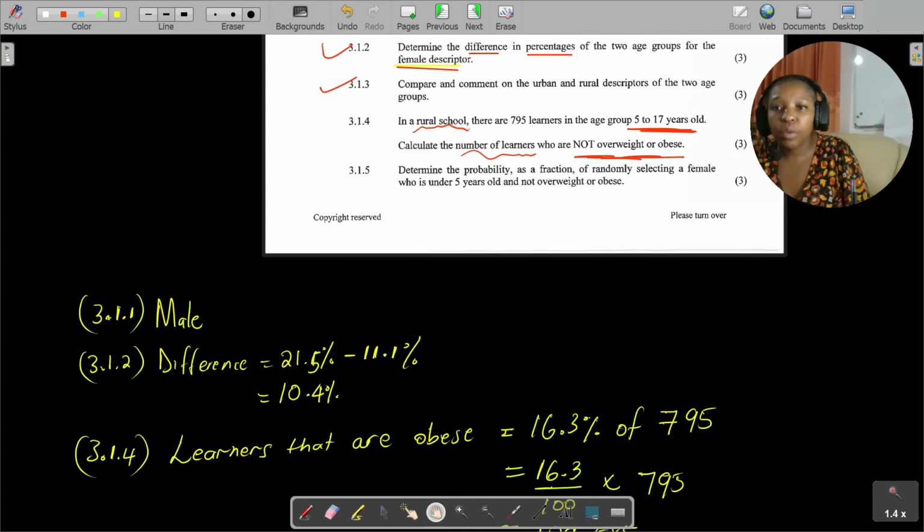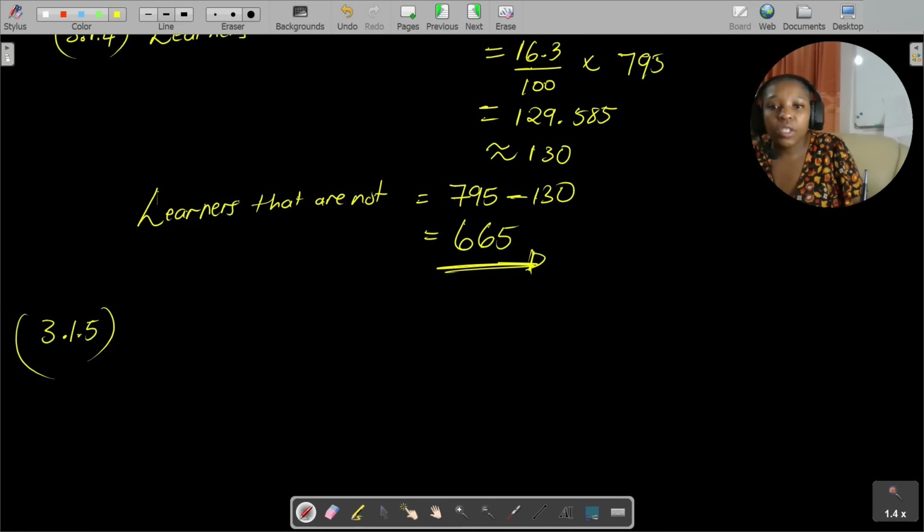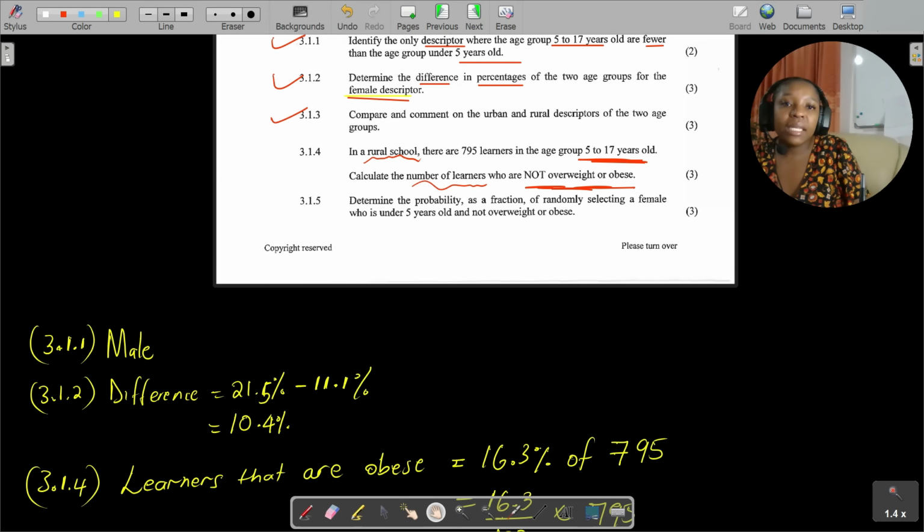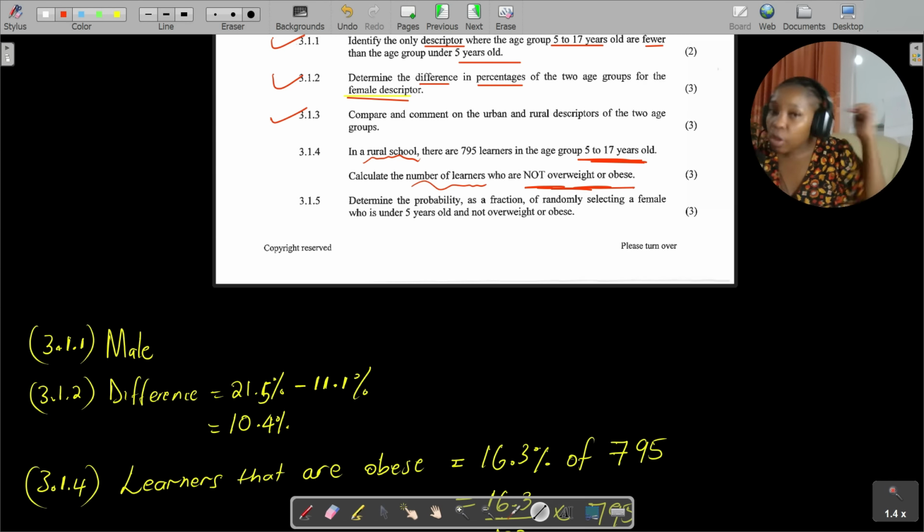Question 3.1.5. It says, determine the probability as a fraction of randomly selecting a female who is under 5 years old and not overweight or obese. So here we are calculating probability. I want you to determine the probability of selecting a female who is under 5 years old that is not overweight or obese.